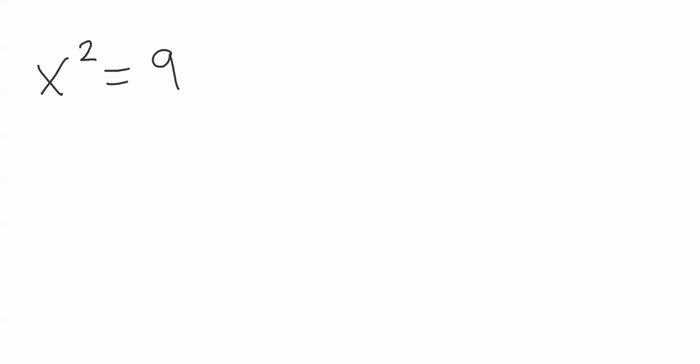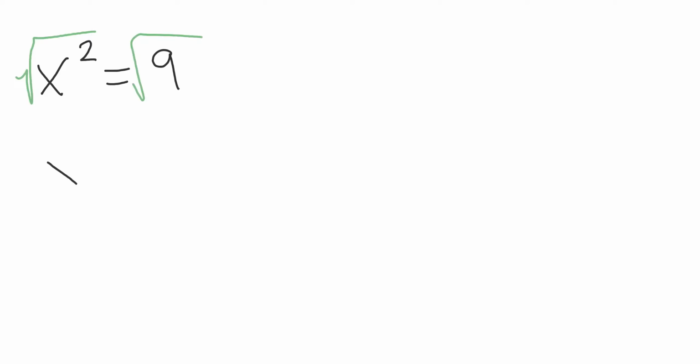All right, so here's our first example, x squared equals 9. We're going to use the square root property to very easily solve this equation for x. Since x squared equals 9, that means x equals plus or minus the square root of 9. Essentially, you can think about it as taking the square root of both sides.